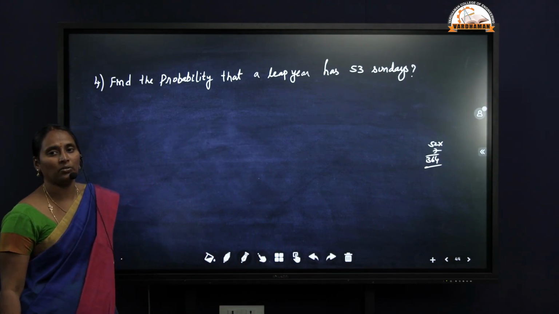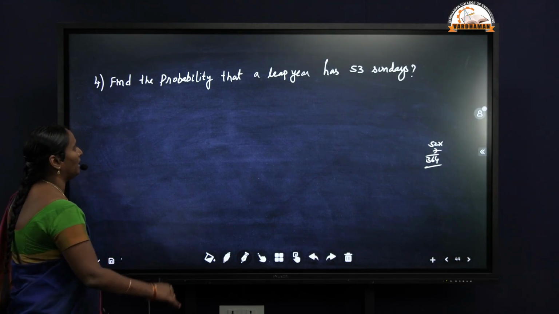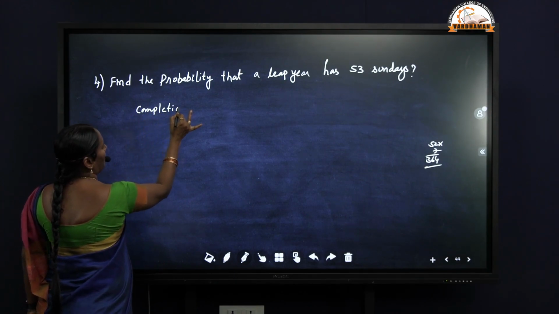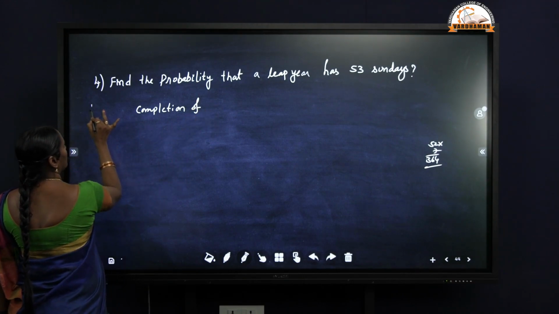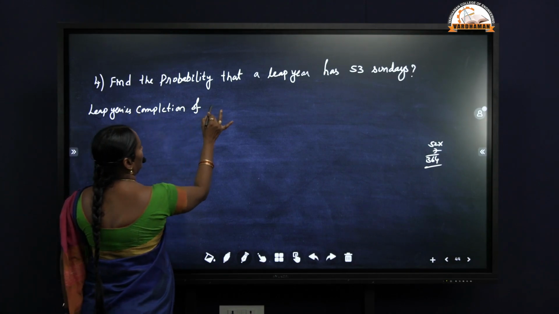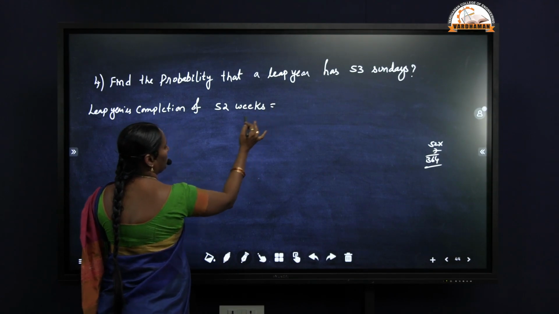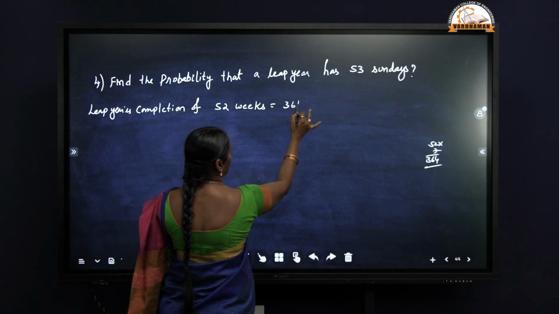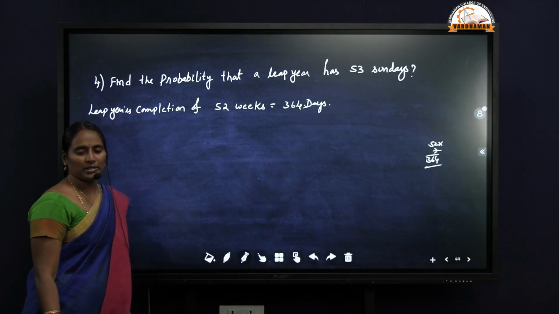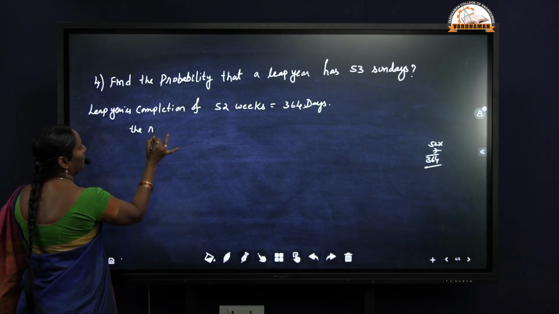So now what is our given question? Find the probability that the leap year has 52 Sundays. It means it is the completion of how many weeks? The leap year is the completion of 52 weeks. So 52 weeks means 364 days, and we are left with how many days? 2 days. We are going to define the remaining 2 days.